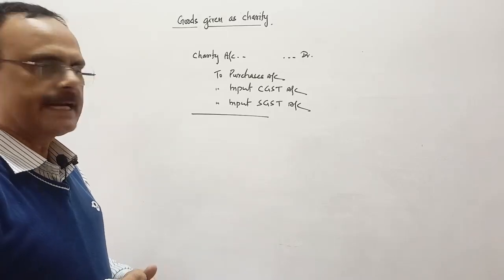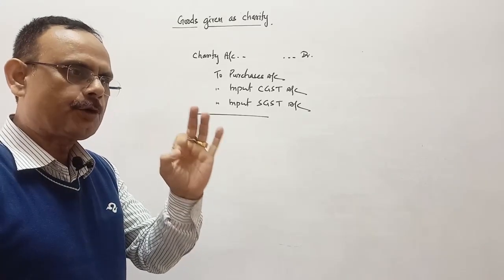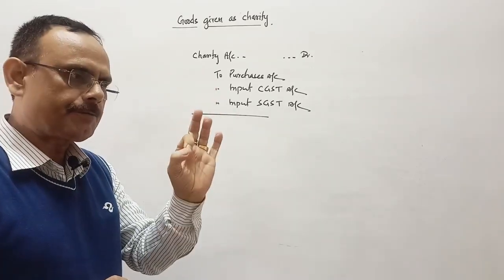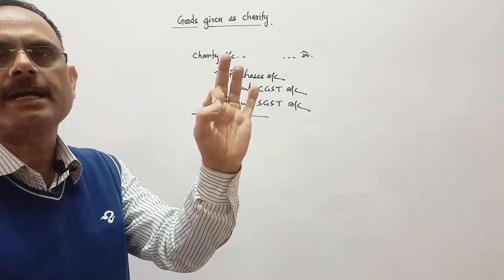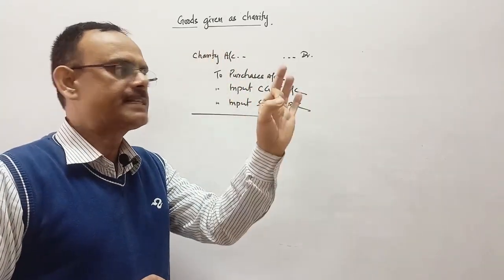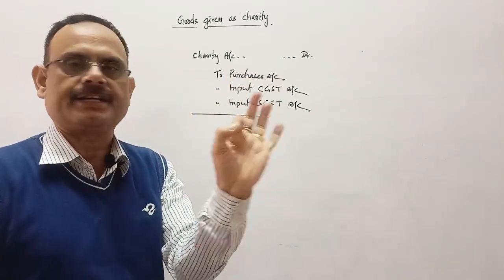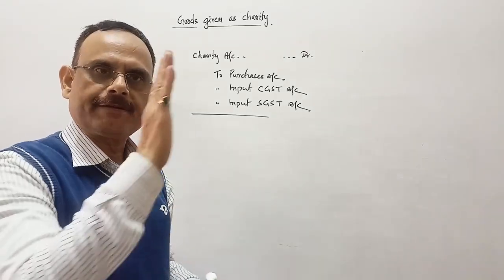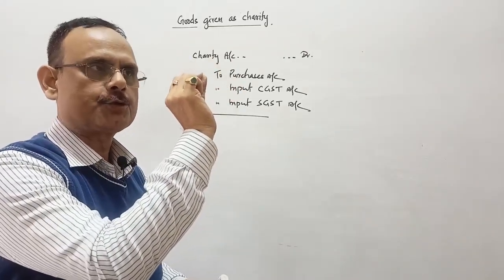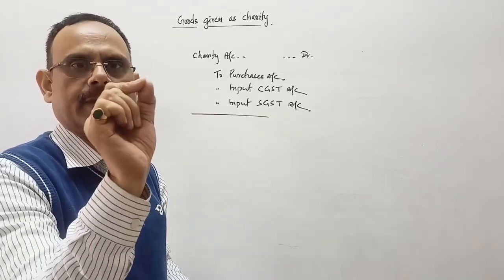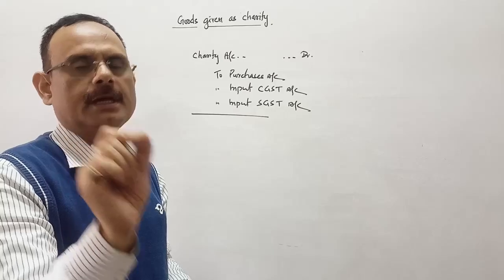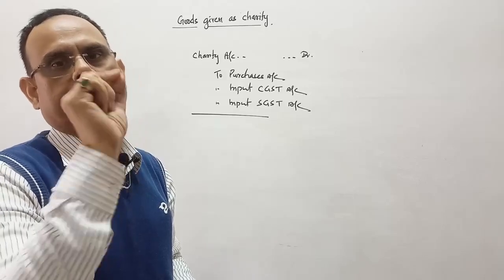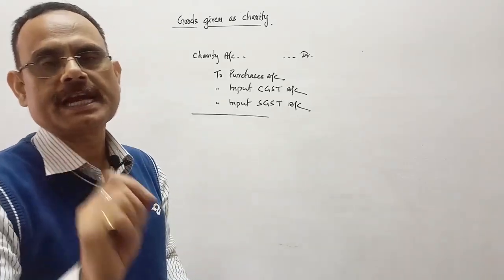This charity amount will be shown in the debit side of the profit and loss account, and it will be deducted from the purchase amount in the trading account debit side, purchase less charity. So the treatment will be at 2 places. In the trading account debit side, to purchase which is given in the trial balance, less charity. And in the profit and loss account debit side, we will write to charity.